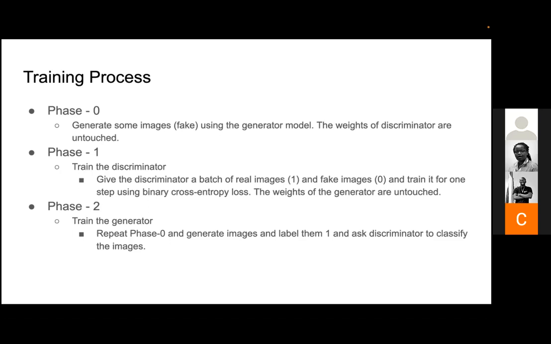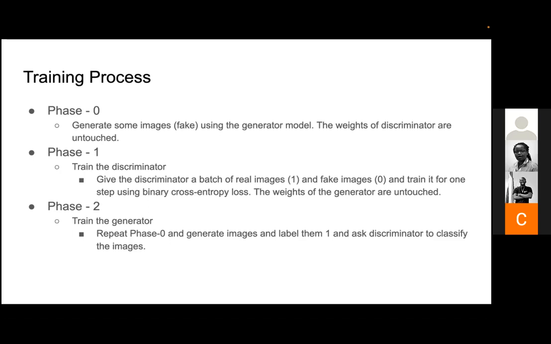Okay. If you think about the whole process of GANs, it is a kind of two-player game. Let's suppose the police is the discriminator, and the generator is a thief. The thief is trying to generate counterfeit money, and the police has to capture the counterfeit money.